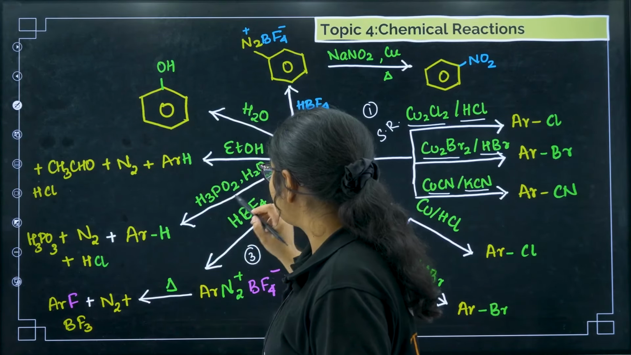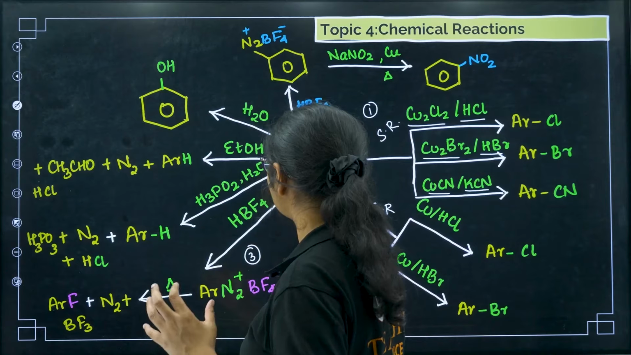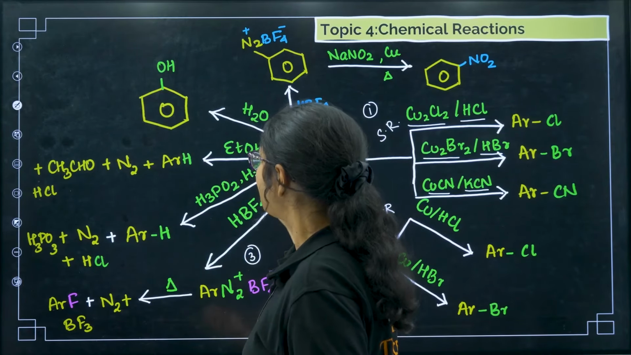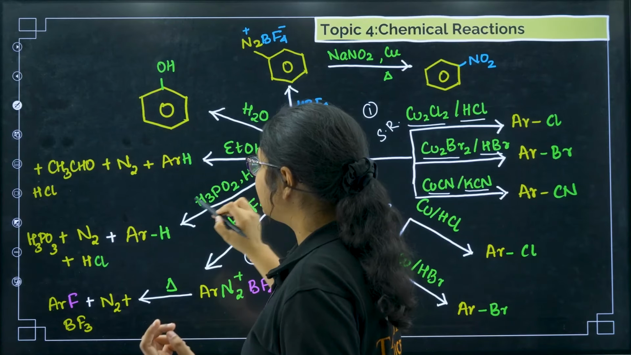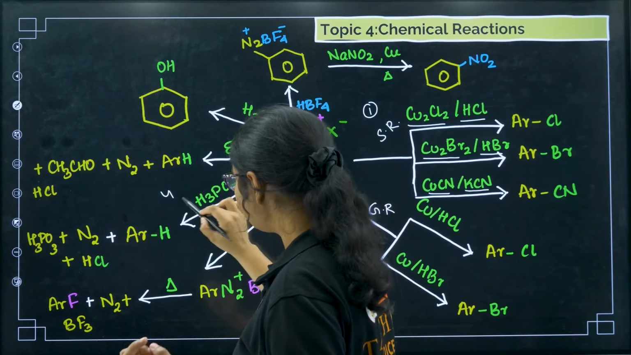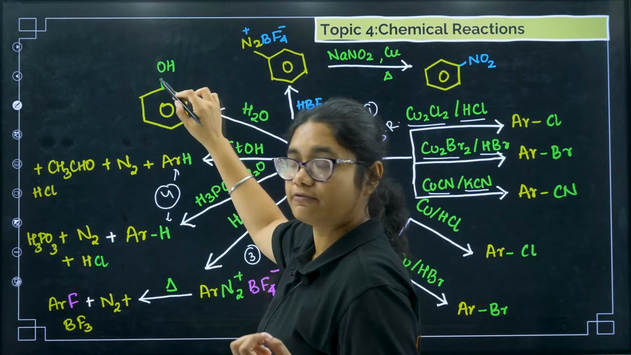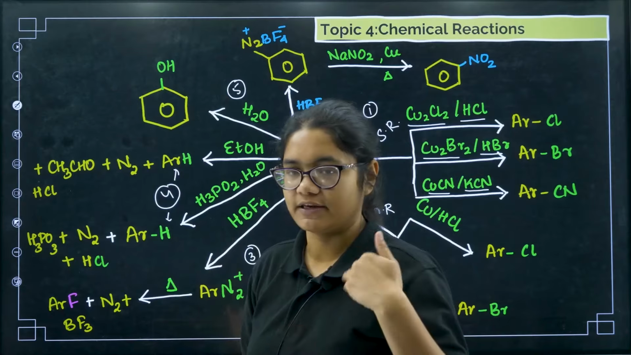Next, if you just want H here, that is only benzene we want to produce, you have two ways. You can use H3PO2 and water, or EtOH, okay. As the fourth one, these two things we can do. If I want to convert it into phenol, then I can use water. So H2O will give you OH.